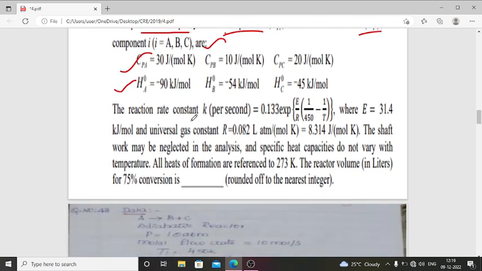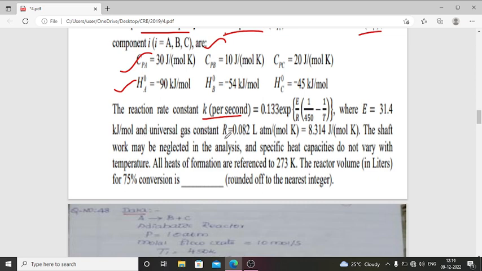The reaction rate constant K per second is 0.133 exponential of E by R into 1 by 450 minus 1 by T. K is equal to K naught into e power minus E by RT. So this is the expression. In this expression we are going to calculate the K value. Here E is equal to 31.4 kilojoule per mole.